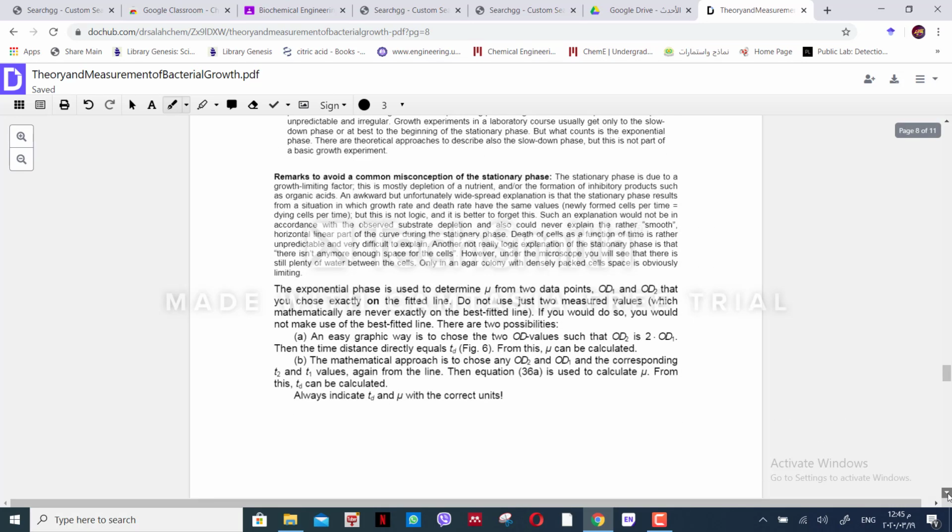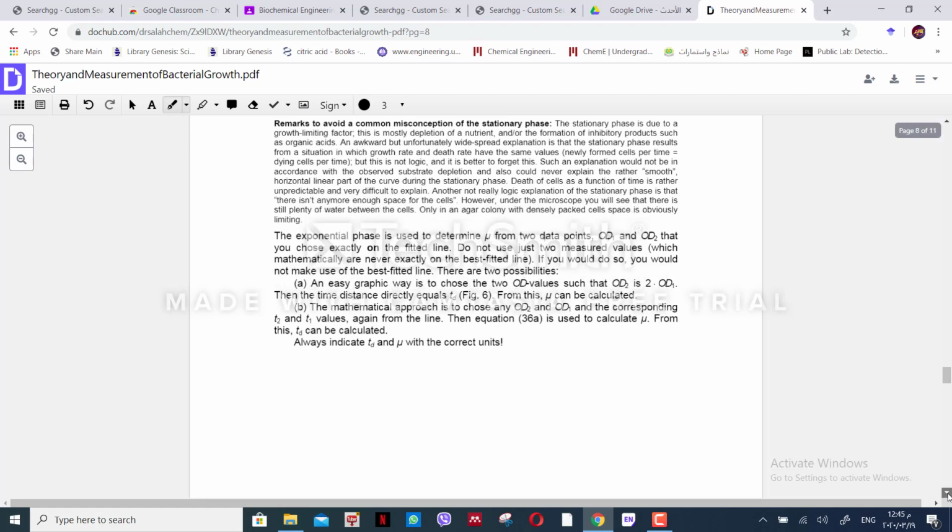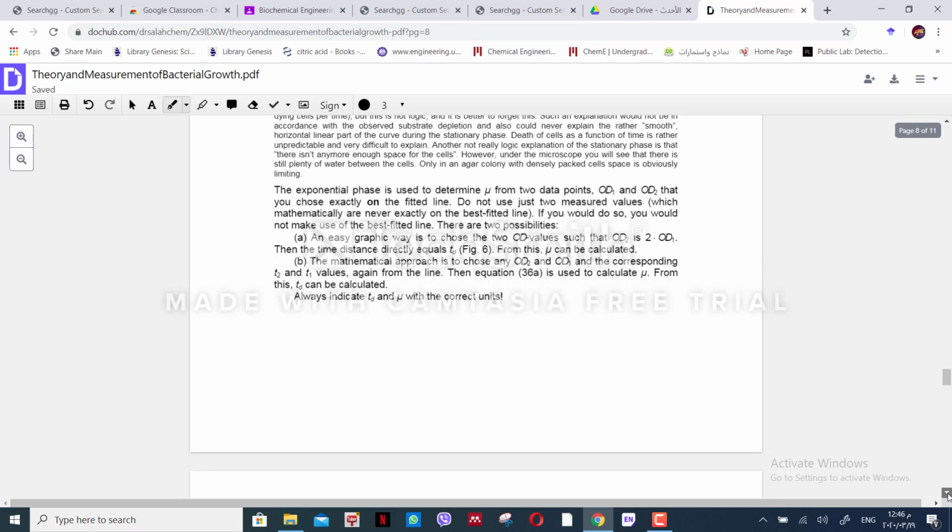So exponential phase is used to determine mu from two data points, optical density 1 and optical density 2, that you choose exactly on the fitted line. Do not use just two measured values, which mathematically are never exactly on the best fitted line. If you would, you would not make use of the best fitted line. There are two possibilities to do that.